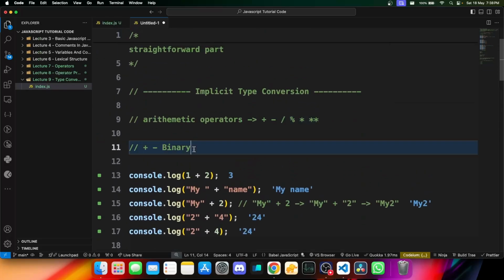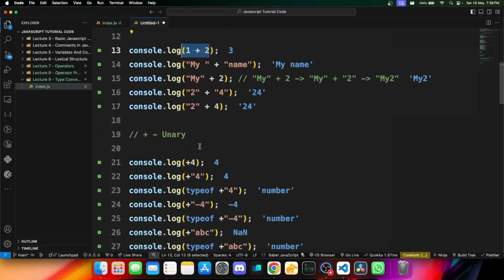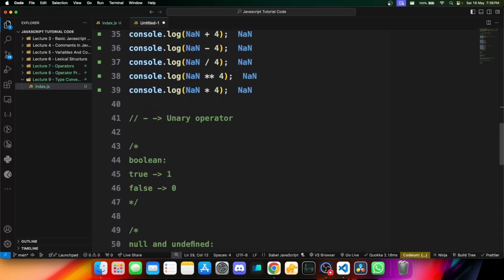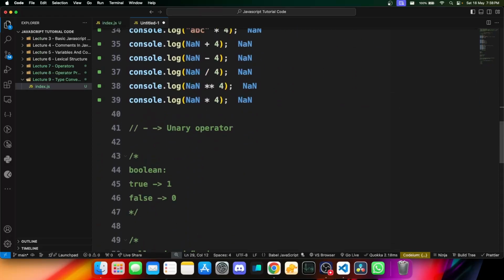So this operator kind of prefers string, like not always. If both are numbers, then it doesn't prefer string. But this operator always prefers number. It doesn't prefer strings at all. And by the way, I'm talking about binary negative over here. I'm not talking about unary negative. Unary negative has a separate thing. It has a separate logic on it.